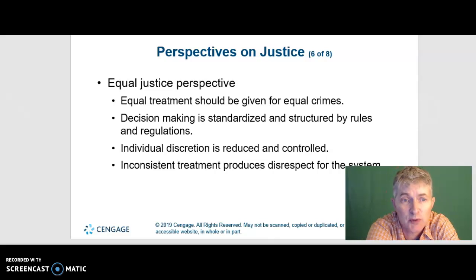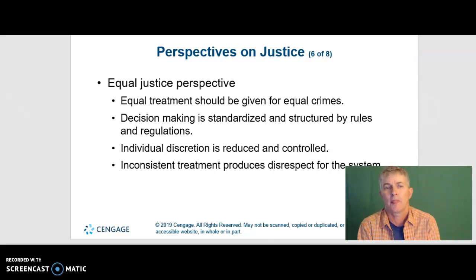The equal justice perspective, this is where equal treatment should be given for equal crimes. Decision making is standardized and structured by rules and regulations. Individuals' discretion is reduced and controlled, and inconsistent treatment produces ultimately a disrespect for the system.